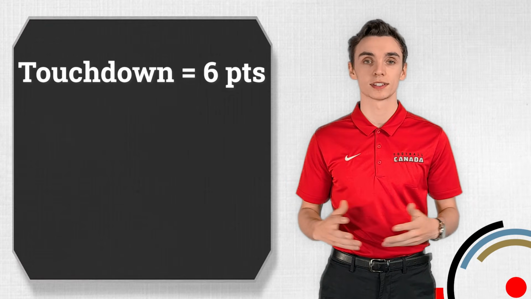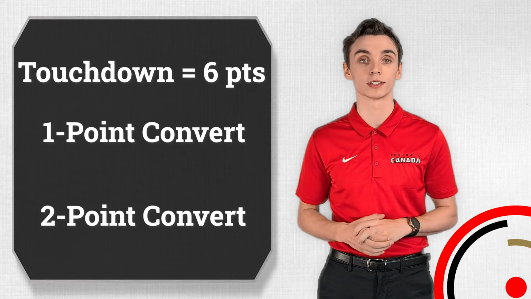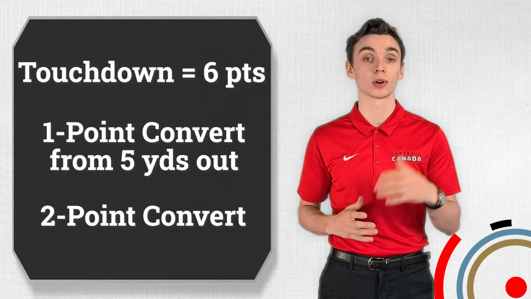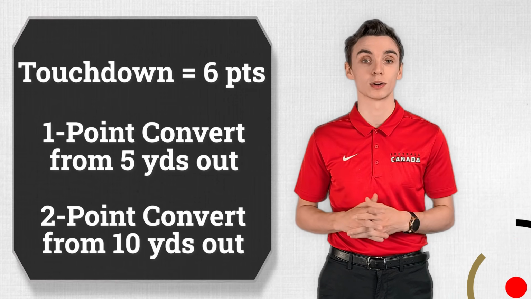Let's touch on scoring here real quick. Touchdowns are worth 6 points, and after you score one, you have the option to either go for a 1 or a 2-point convert. If you go for a 1-point convert, you'll do a play from the 5-yard line trying to get into the opponent's end zone. And if you go for 2 points, you'll try from 10 yards out.